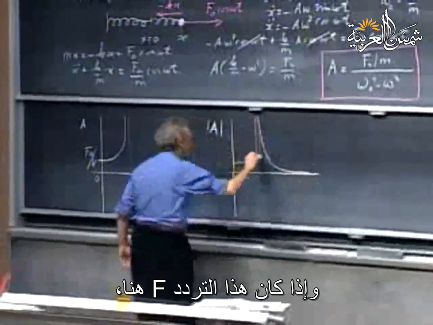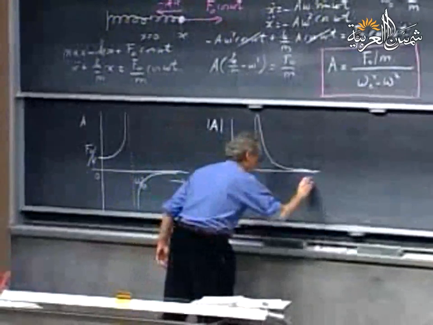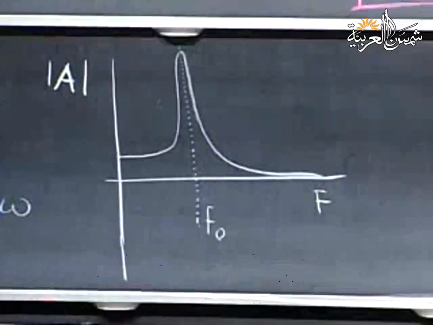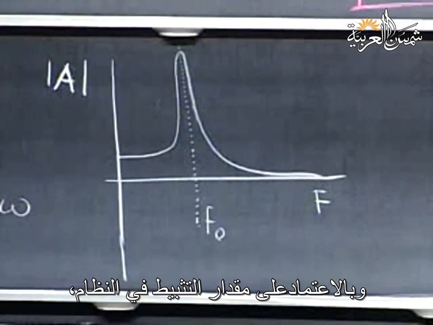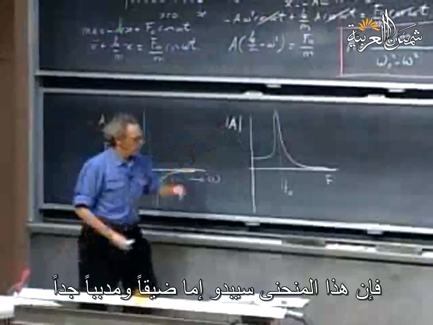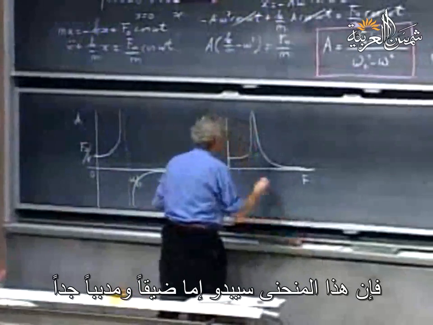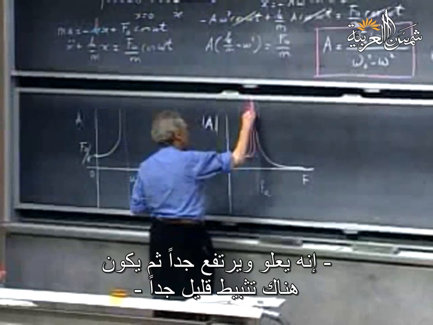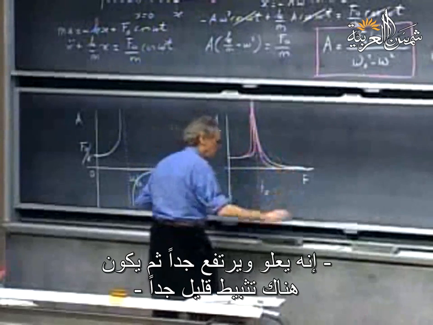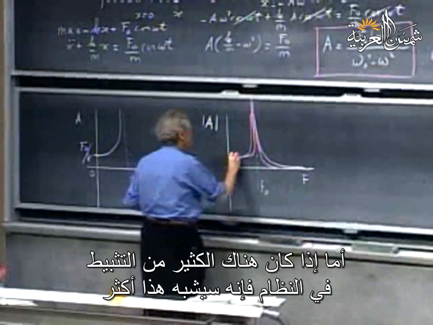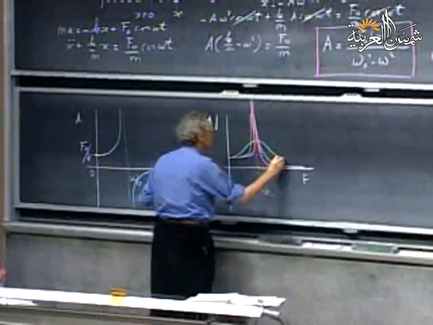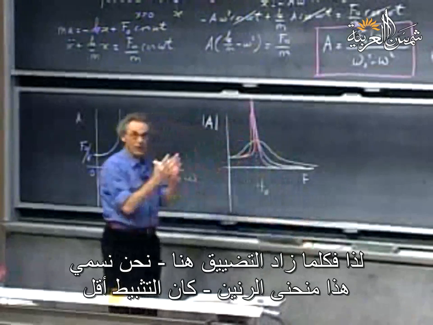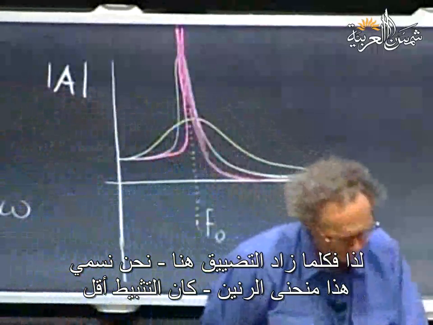And here, if this is frequency f, then here you would get the natural frequency when things go out of hand. Depending upon how much damping there is, this curve would look either very narrow and very spiky, goes very, very high, then there is very little damping, or if there is a lot of damping in the system, it's more like this. We call this the resonance curve, and the narrower it is, the less damping there is.